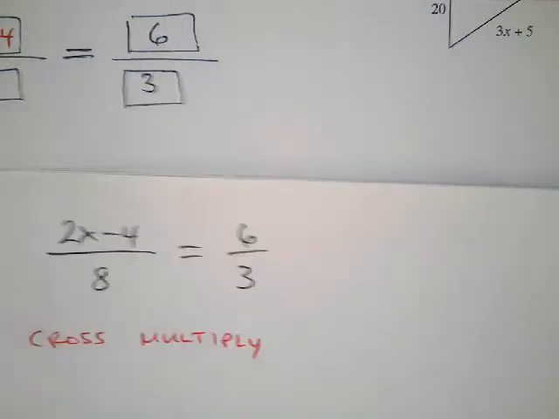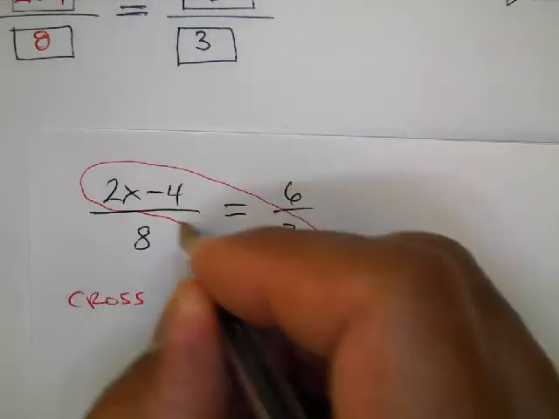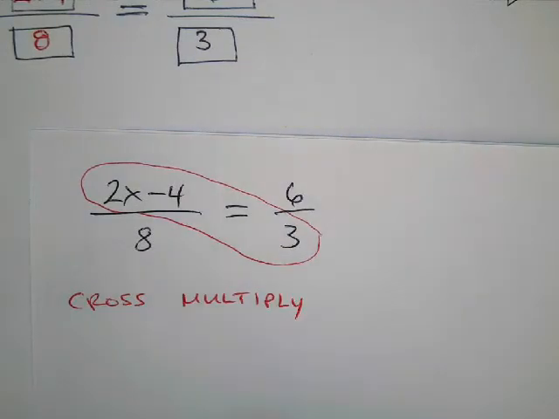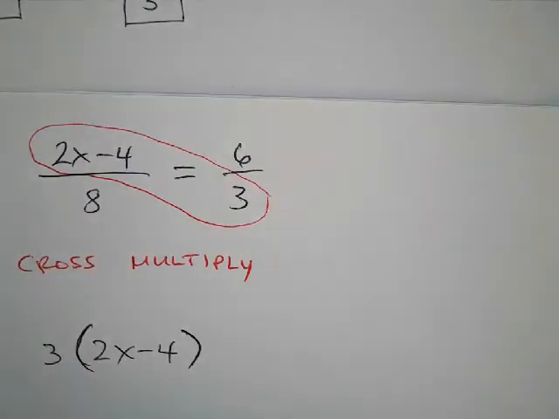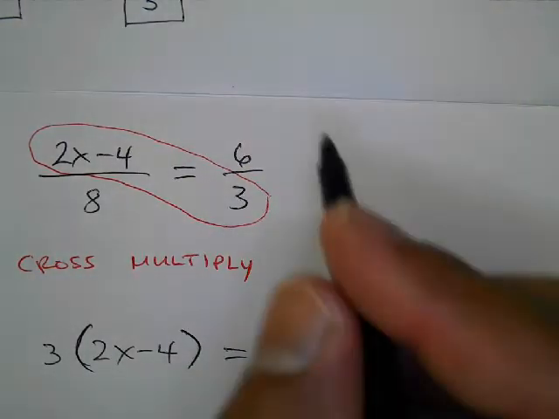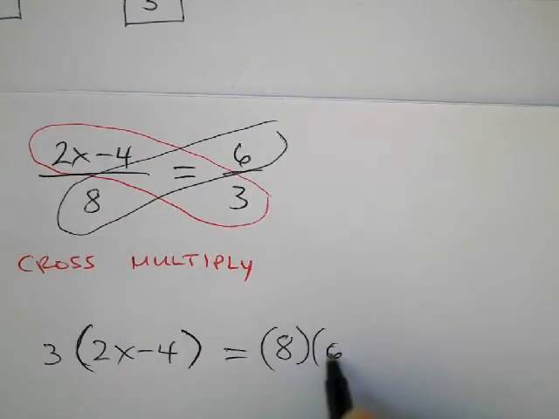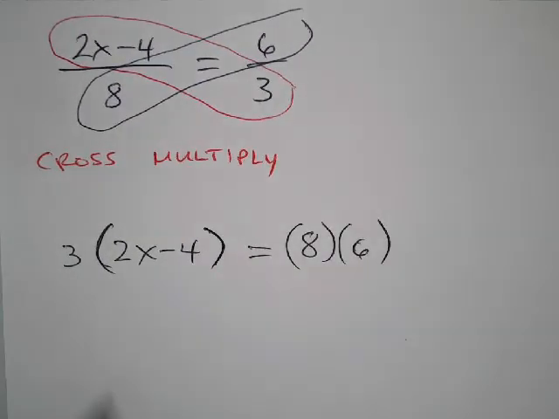I'll take a little bit longer on this first one because I'm going through everything. After that, I'll go faster. Cross multiply. I'm going to start with the one that has the variable. Put the number in front like this: 3 times the 2x minus 4. The 3 has to be multiplied to both, not just to one of them. 3 times 2x minus 4 is equal to what? Then you cross multiply the other way. That's just 8 times 6. So that's the only difference, that we have an expression.